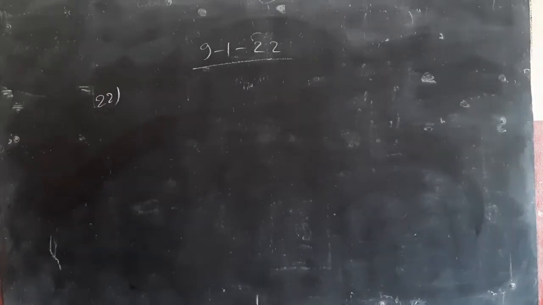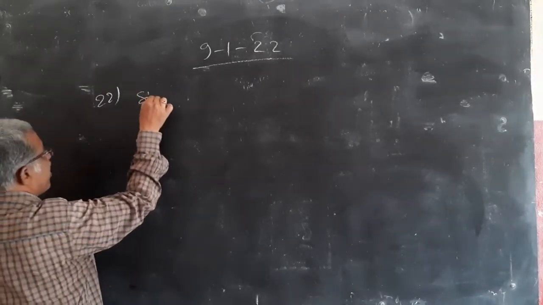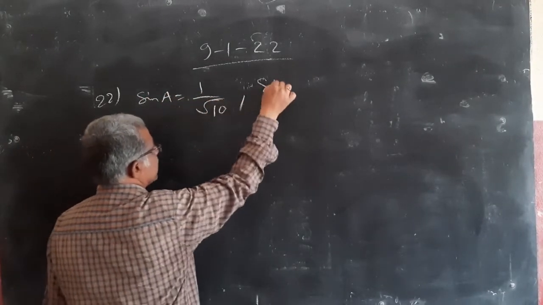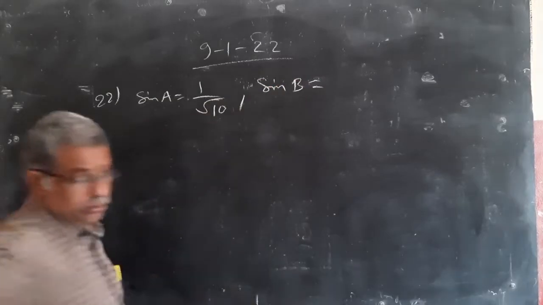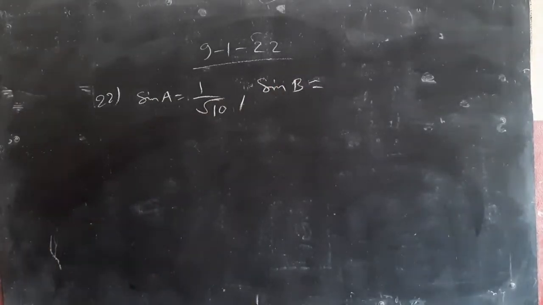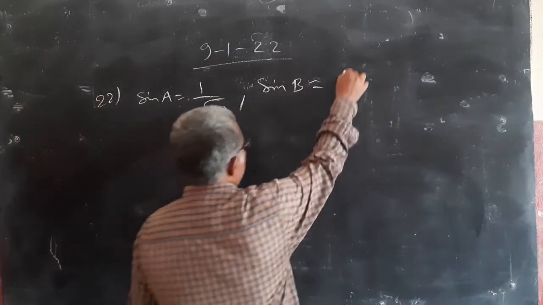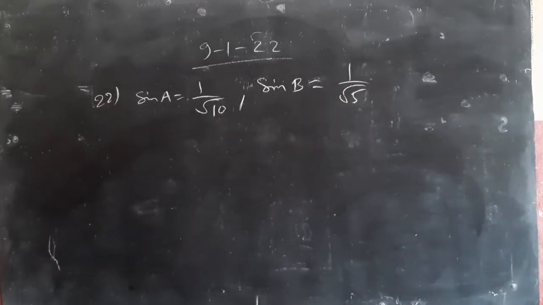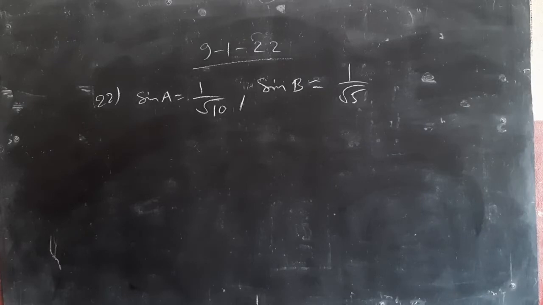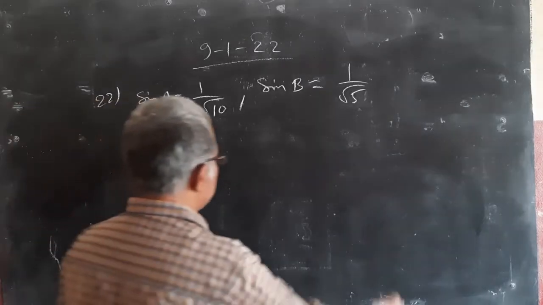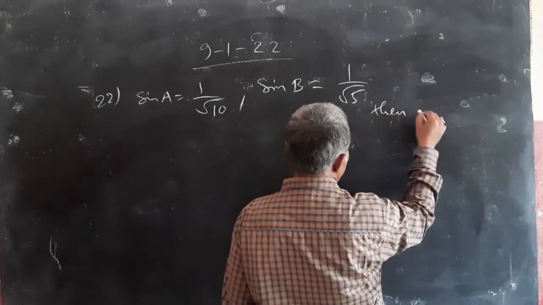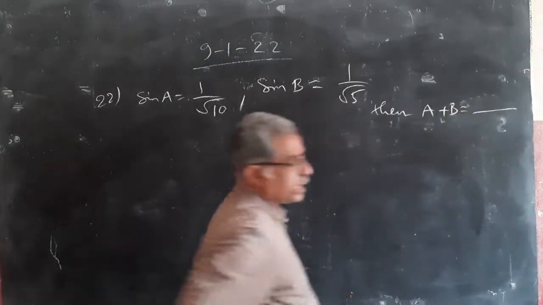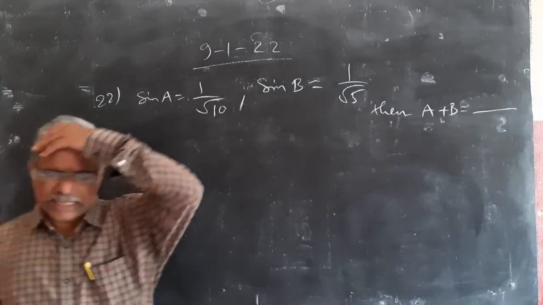Sin A equals 1 by root 10, and sin B equals 1 by root 5. A and B are acute angles. Then A plus B equals dash, it is asking.